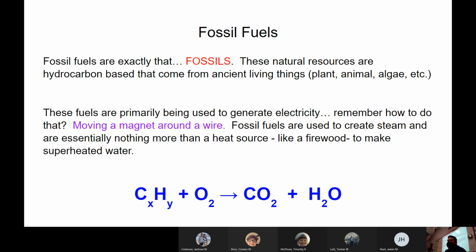Most of the fossil fuels that we have in the world, we are using them to generate electricity. There is a good chunk of fossil fuels that we are using for transportation, for cars, planes, things like that. But most of the fossil fuels go to make electricity. Okay? And if you remember, back before Christmas, how do we make electricity? By turning a magnet around a wire. That's all we're trying to do to make electricity, is turn a magnet around a wire.